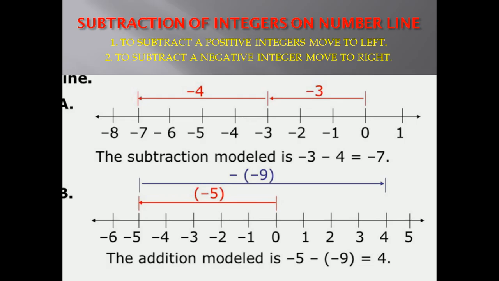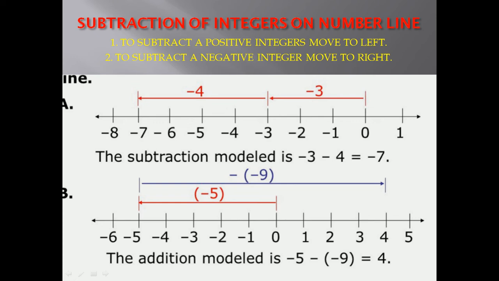Next is subtraction of integers on the number line. Now we have to subtract integers on the number line. So again there are two rules, and these rules are just opposite of addition. For example, the first rule: to subtract a positive integer, move to the left. If you have to subtract 4 from minus 3, now 4 is the positive integer, so starting from minus 3 we will move 4 steps to the left side.